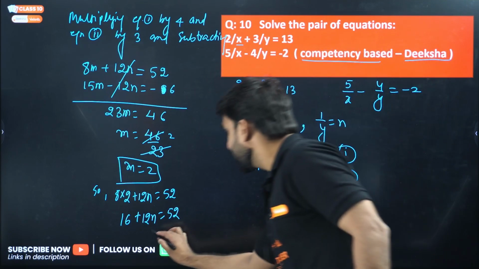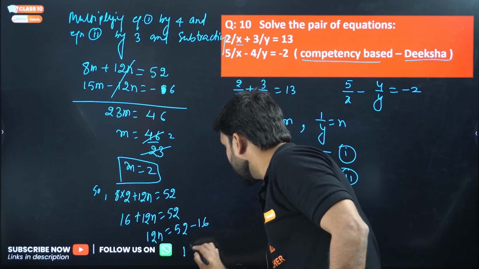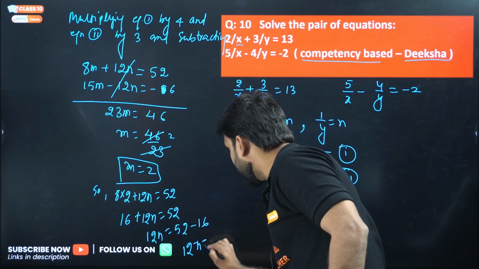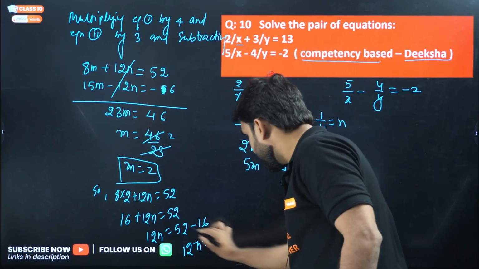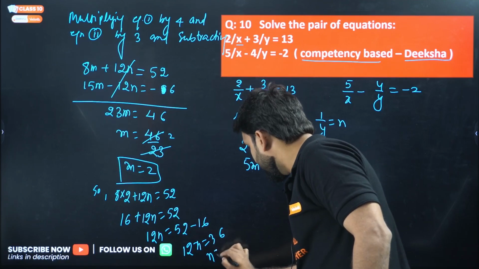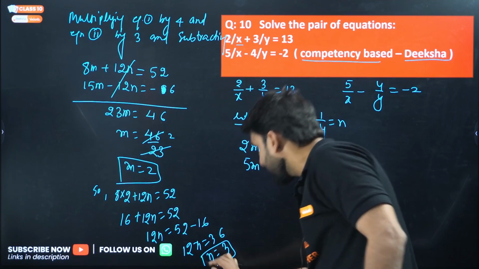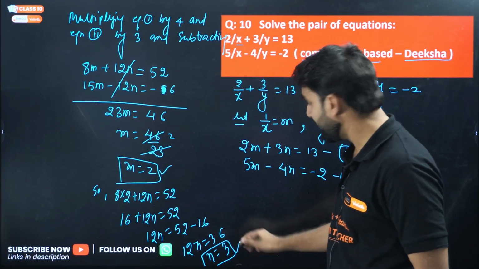Now 12n can also be written as 52 minus 16, and this will be equal to 36. What can we write here? 12n is 36, and 12 times 3 is 36. So can we find here n is equal to 3? Right? So the value of m is 2 and the value of n is 3.